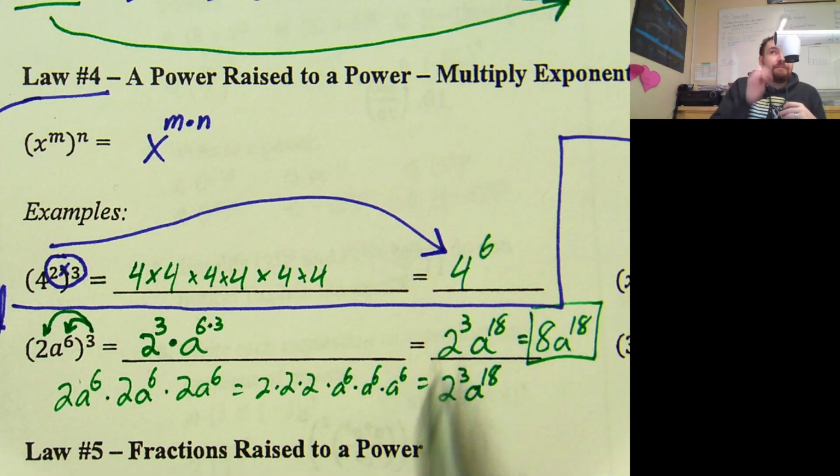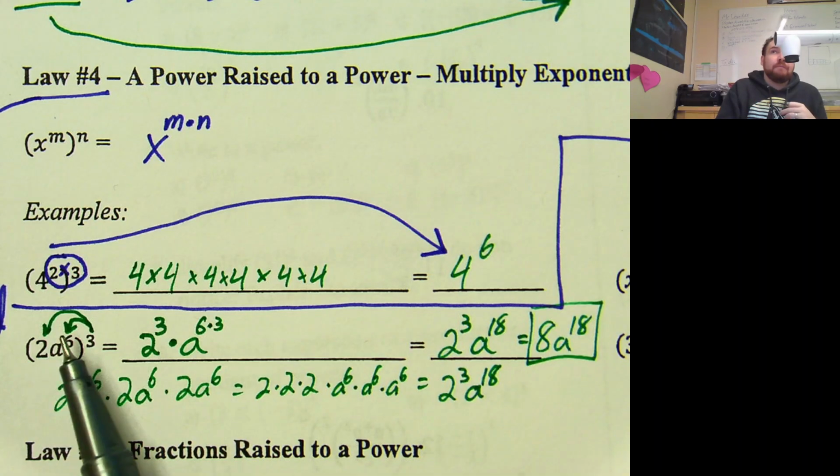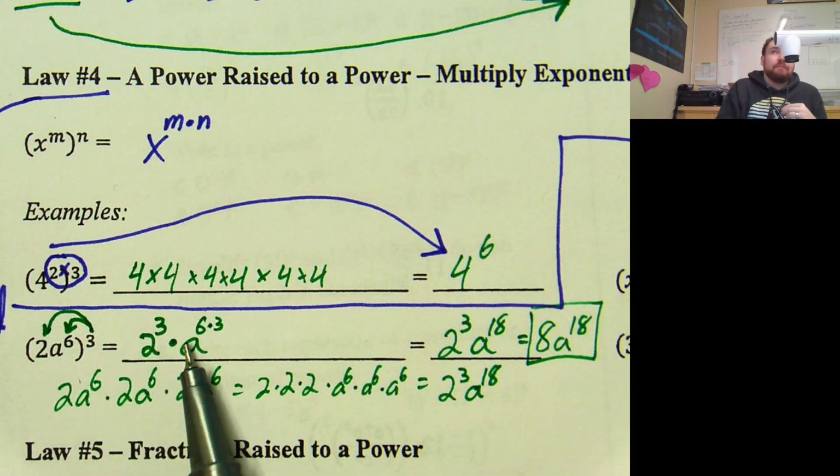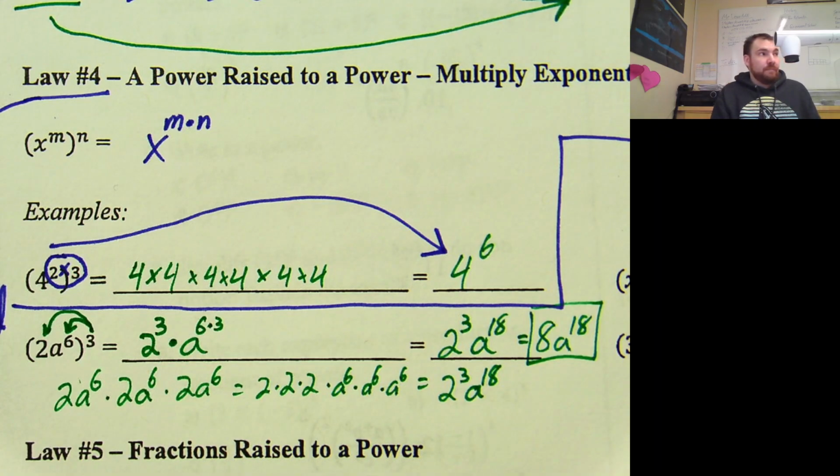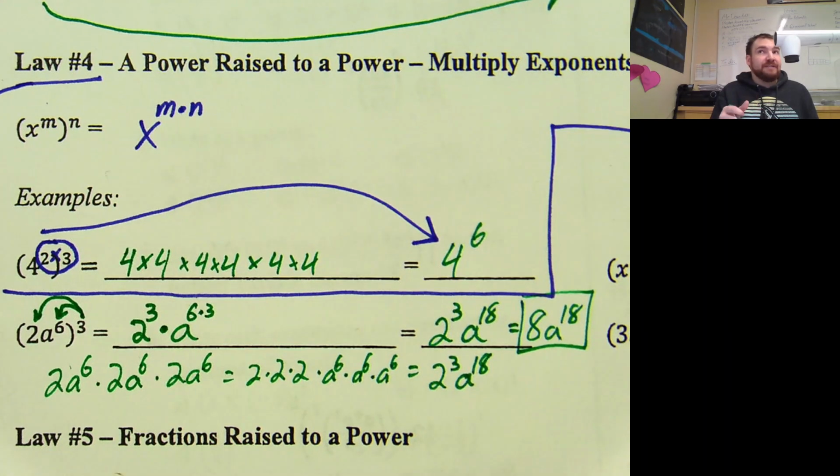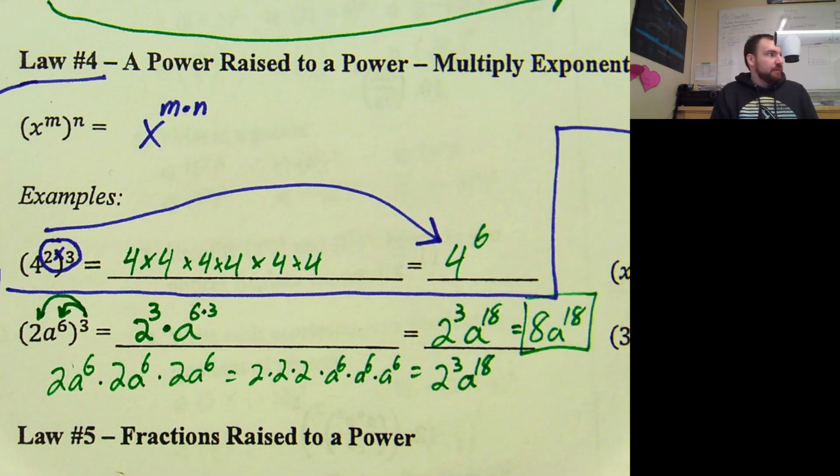I wanted to do 6 times 3 at some point, but I forgot, because I thought it was 2a to the 6, not 2 times a. Yeah, they mean the same thing. 2a to the 6 and 2 times a to the 6, we understand in math those to be the same thing. Okay, next one.